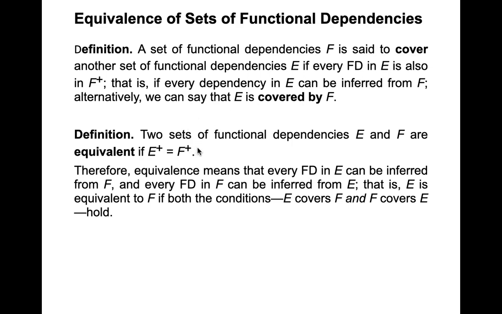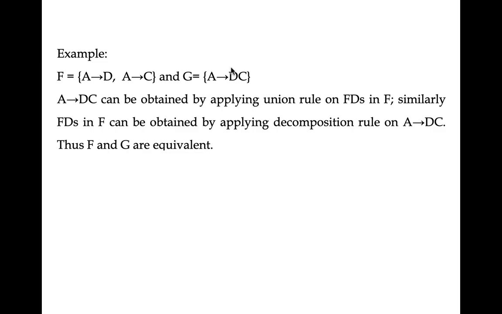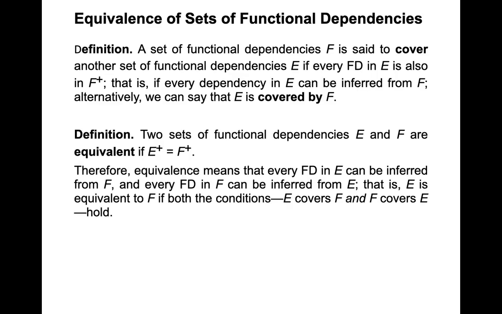Then, as we saw in the example, two sets of functional dependencies E and F are equivalent if E closure equals F closure. If we take the closure of the dependencies and they give the same result, like in this example, these two are equivalent. So, we have just tried to understand two terms, cover and equivalence.